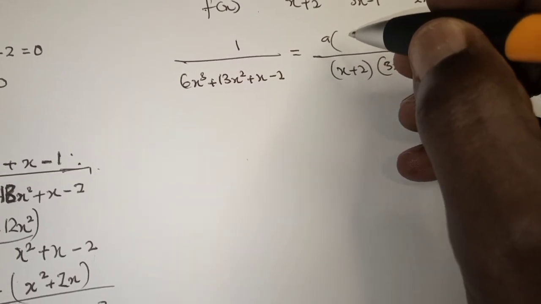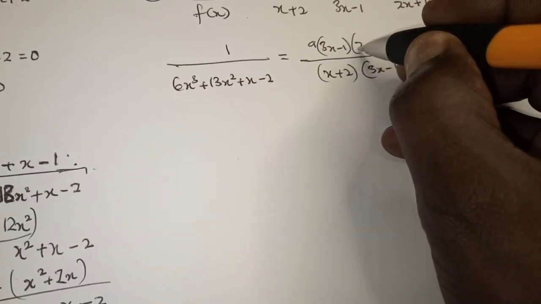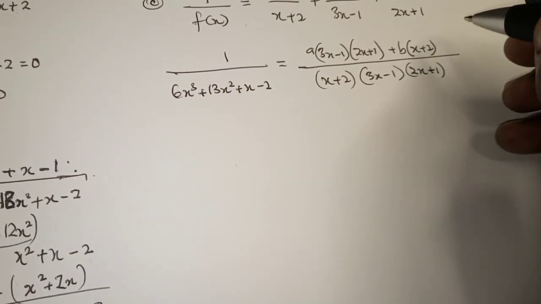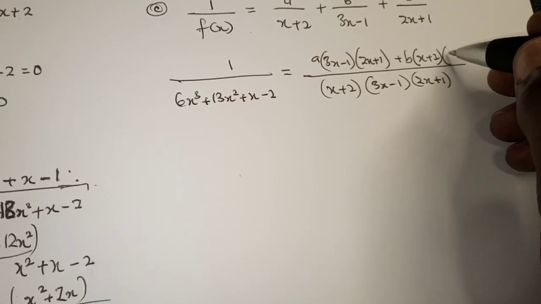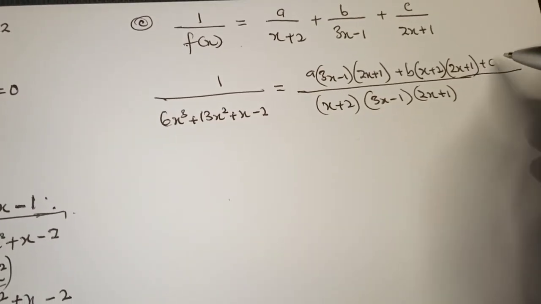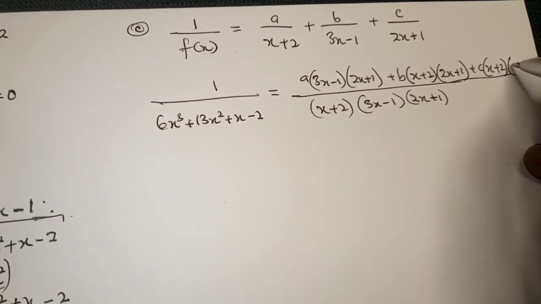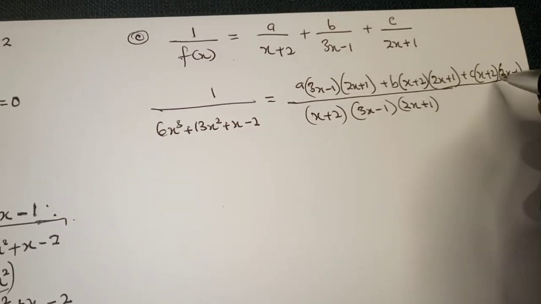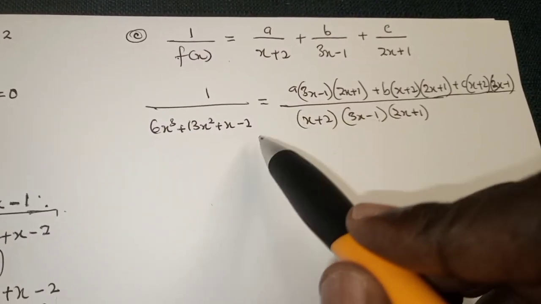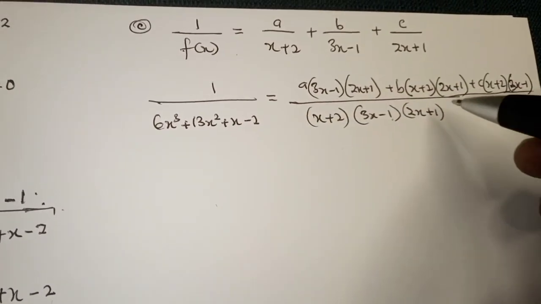So here we have a bracket open 3x minus 1, 2x plus 1, then the same thing plus b, bracket open x plus 2, bracket open 2x plus 1, then plus c, x plus 2, bracket close, bracket open 3x minus 1. Since the denominators are the same, we just equate the numerators, just like the partial fraction. So we can use the elimination method approach.